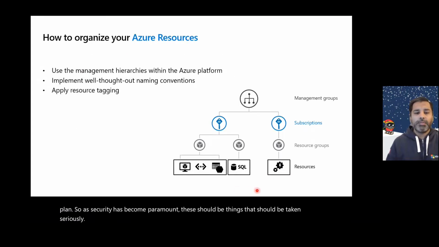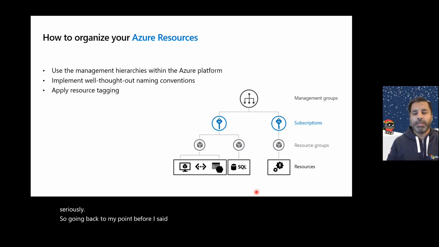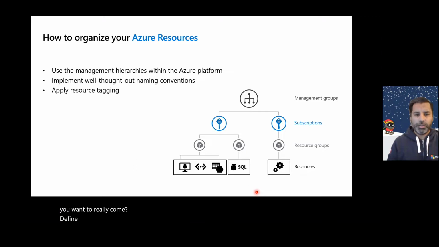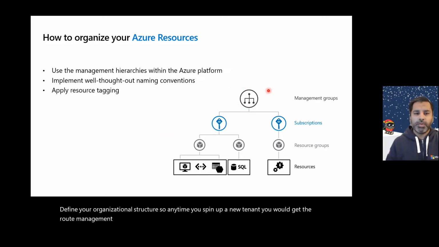So coming back to my point before, when we talked about the design areas, how do you want to really define your organizational structure? Anytime you spin up a new tenant, you would get the root management group. Under here, you can have sub management groups. These are subscriptions. Under subscriptions, you'll have resource groups and then resources.